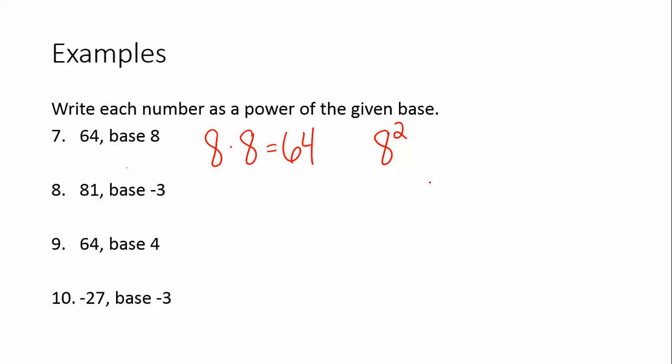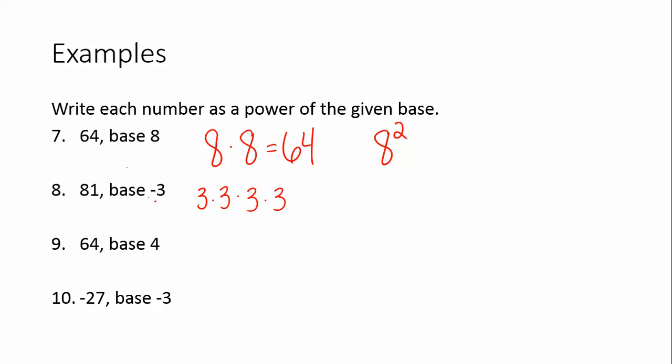Now we want to look at if we have a base of negative 3, how do we get to 81? Well, let's not worry about the negative sign just yet. Let's look at the number. 3 times 3 is 9. If we multiply it again, we get 27. And one final time will give us 81. So we know it's going to be 3 to the 4th power.